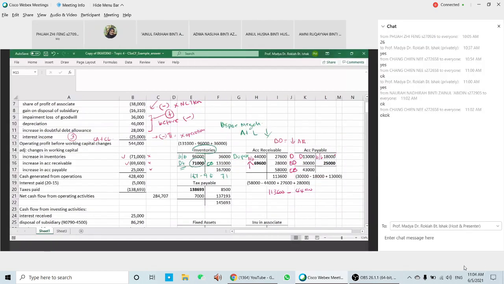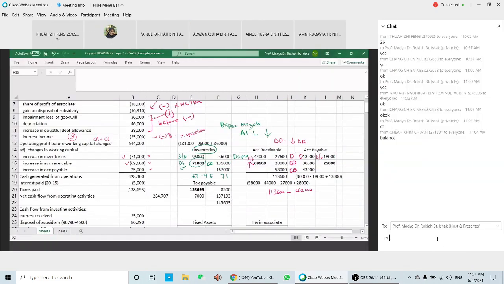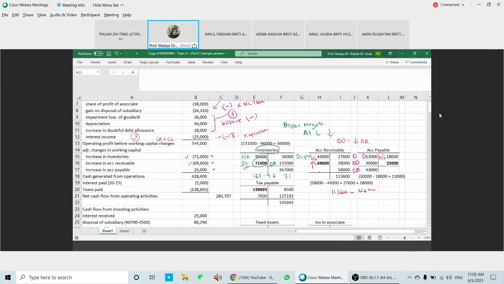Any idea on that 30? What is that 30 for? Balance. Yes, the ending balance. So here you have the ending balance of 30. So altogether you have 43 here, 43 minus your beginning balance 18. So you're going to have 25.